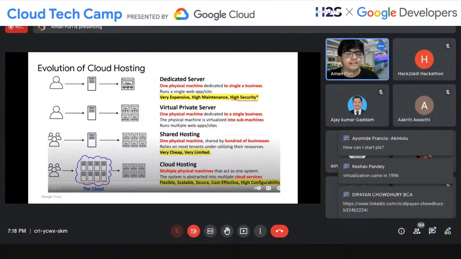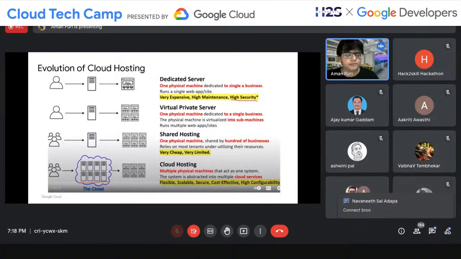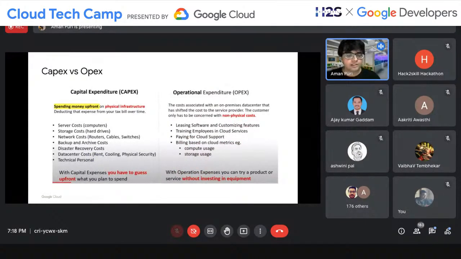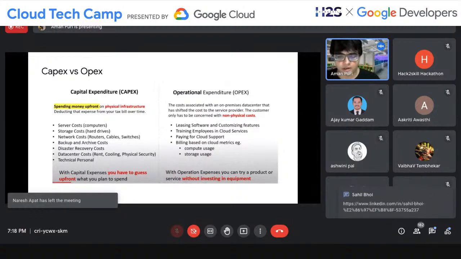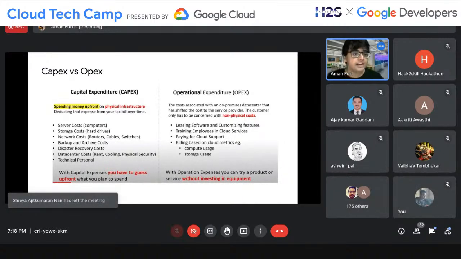So that's one thing that confuses us. If this is a physical machine here, how does the cloud actually have multiple machines? It's a matter of capital expenditure and operational expenditure, and cloud works on operational expenditure. So what is Capex, or capital expenditure in short?